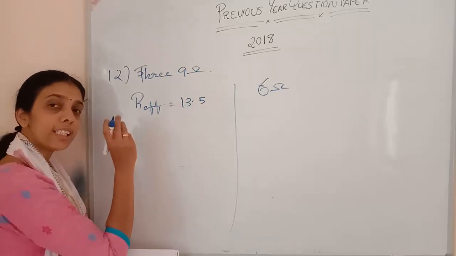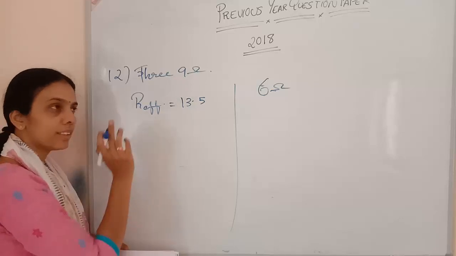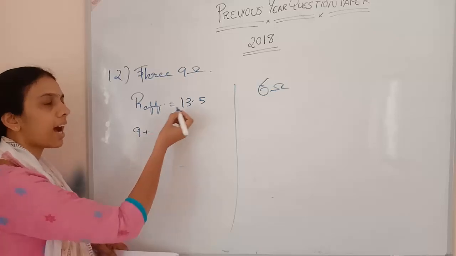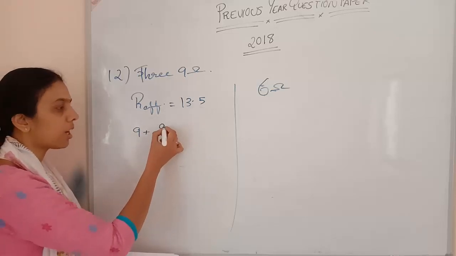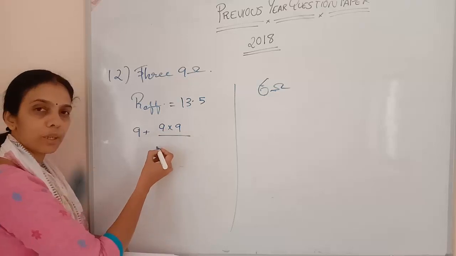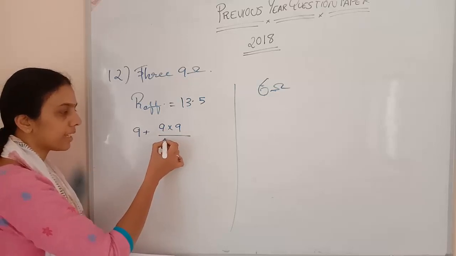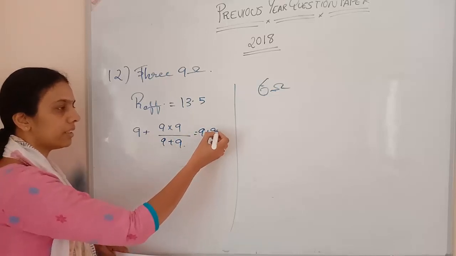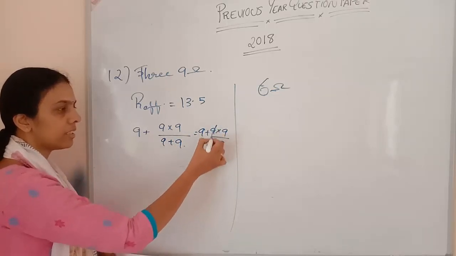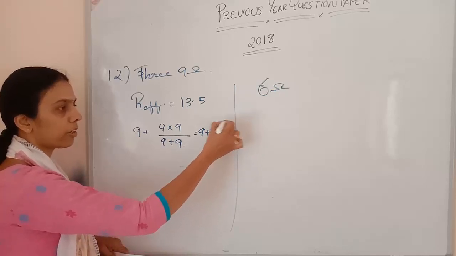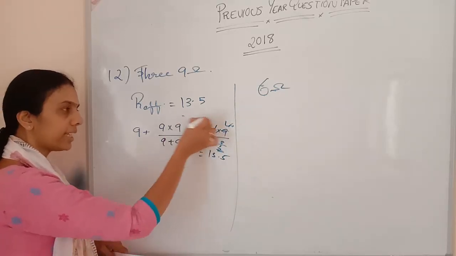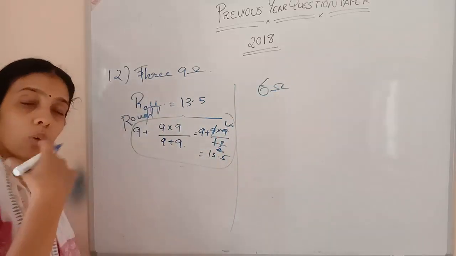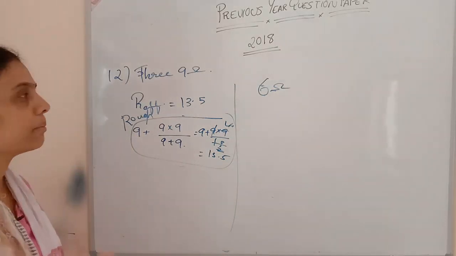So 1 is in series with the other 2 in parallel. Shall we do like that? 1 is in series, so 9 plus, and the other 2 are in parallel, so R1 R2 divided by R1 plus R2. 9 plus 9 into 9 divided by 18. So that is 4.5, 13.5. Like that you can do the rough work. That is how you should think.